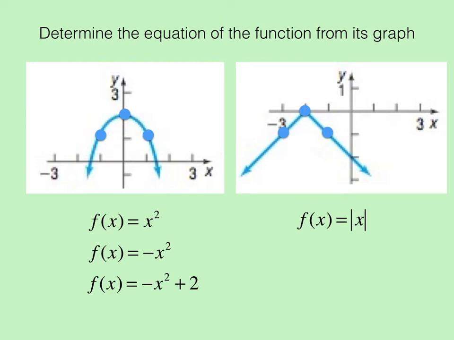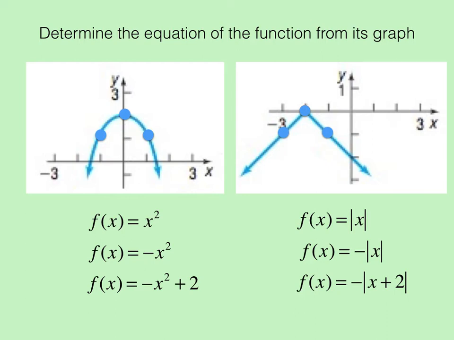Now because it opens down, we need a negative sign in front of the absolute value bars. It's shifted 2 to the left of the parent function, so I need to include plus 2 after the x inside the absolute value bars.